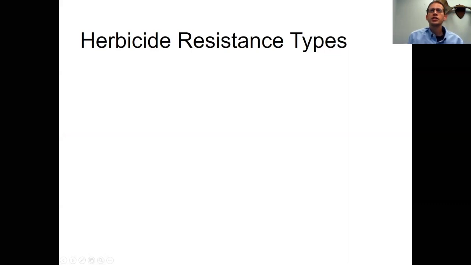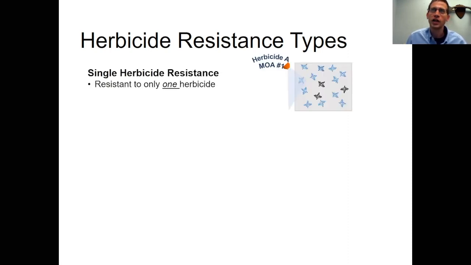So now let's shift gears a little bit and discuss the different types of herbicide resistance. Some weeds are only resistant to one herbicide. This is known as single herbicide resistance, while other weeds may be resistant to one or more herbicides, either through cross resistance or multiple resistance.